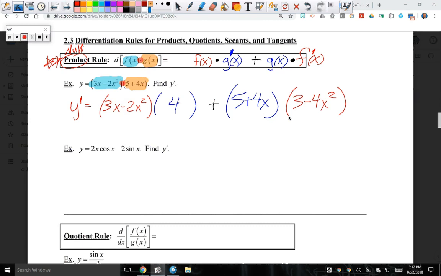Oh, my bad, no squared. Thank you for catching that. Right now, non-simplified, this is my answer. Okay? We're going to practice a lot of algebra. A lot of simplification will make or break you in this unit for sure.